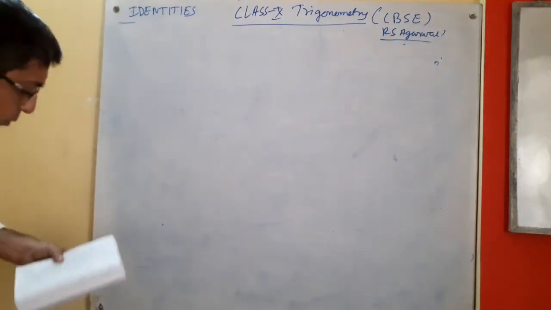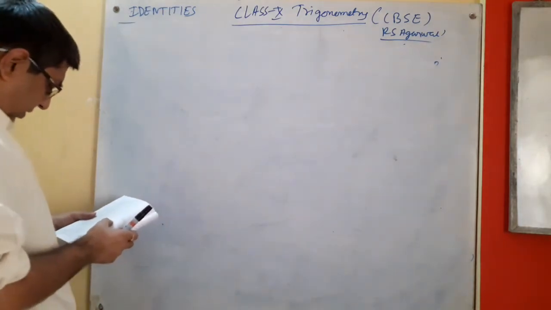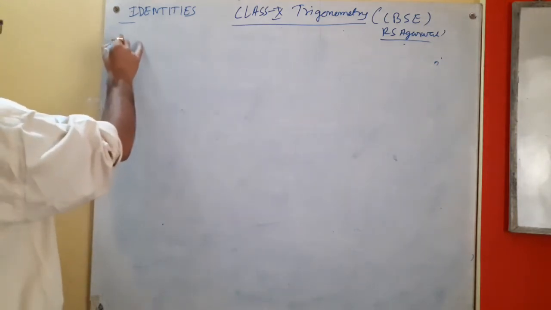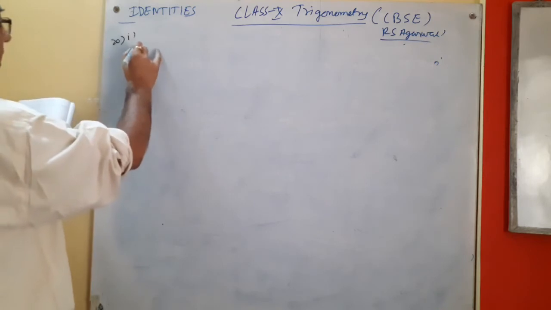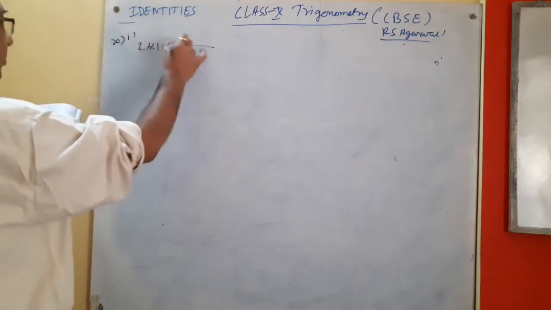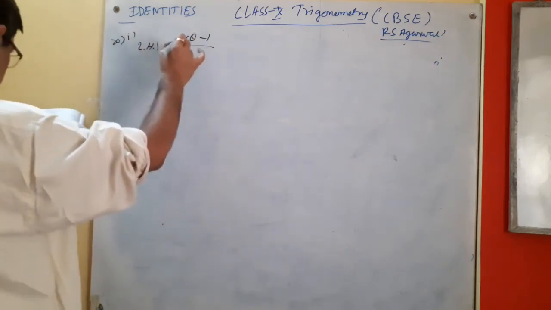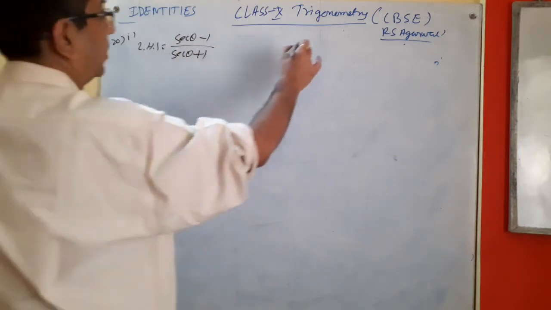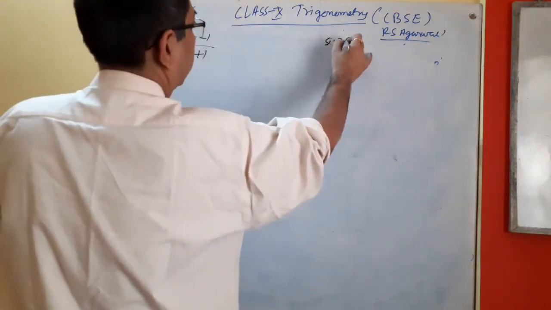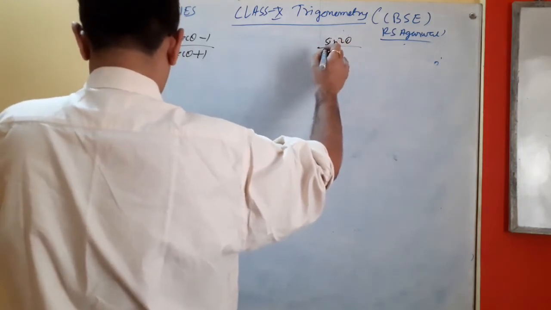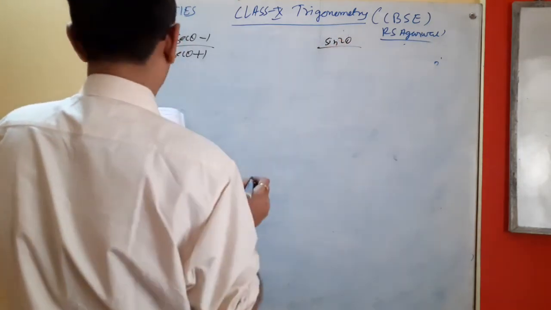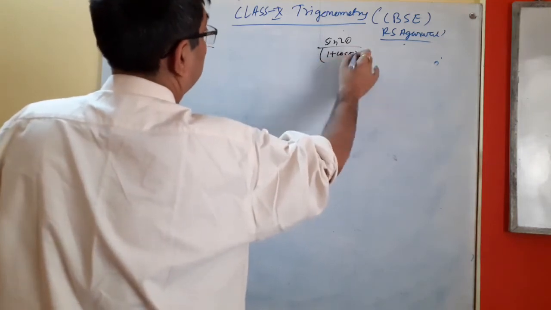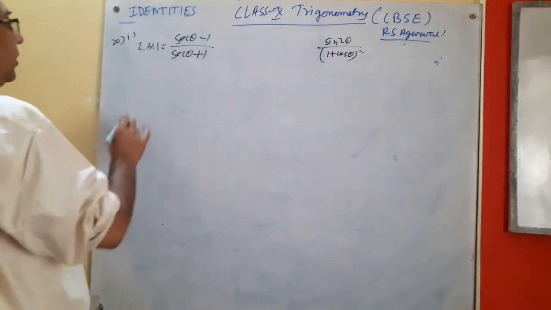It's a very important sum. Given: sec theta minus 1 by sec theta plus 1. This is part 1. LHS is (sec theta minus 1) by (sec theta plus 1). What we have to prove? RHS is sin square theta by (1 plus cos theta) whole square. Not an easy sum. First, LHS.